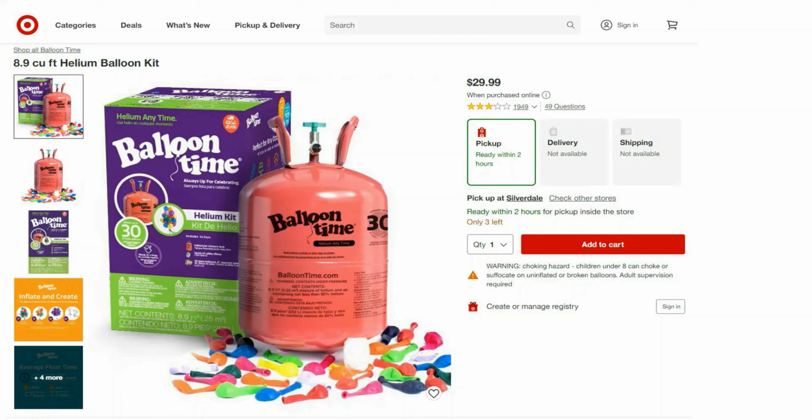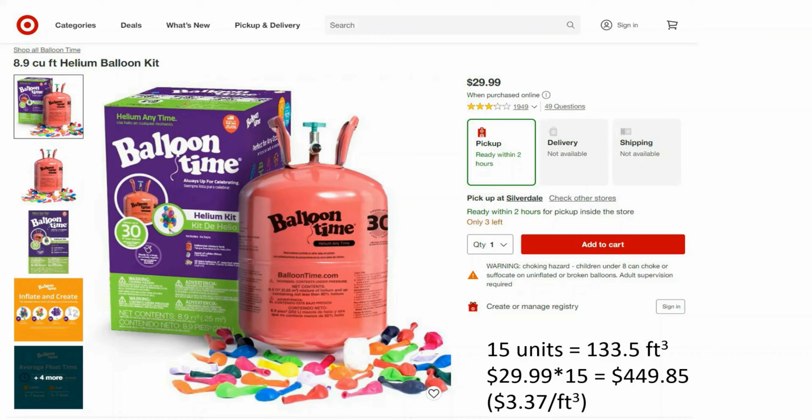Here's an example of it, and you can see that if you spend $30, you'll get this non-refillable disposable canister, which has about 9 cubic feet of helium. Now, while this is a feasible route, it's far from ideal because if you remember, our balloon was going to take about 131 cubic feet. So we're actually going to need about 15 individual bottles of this to get to that number. And if you take $30 times 15, you're talking about $450 worth of helium. So you're paying about $3.37 per cubic foot of helium.